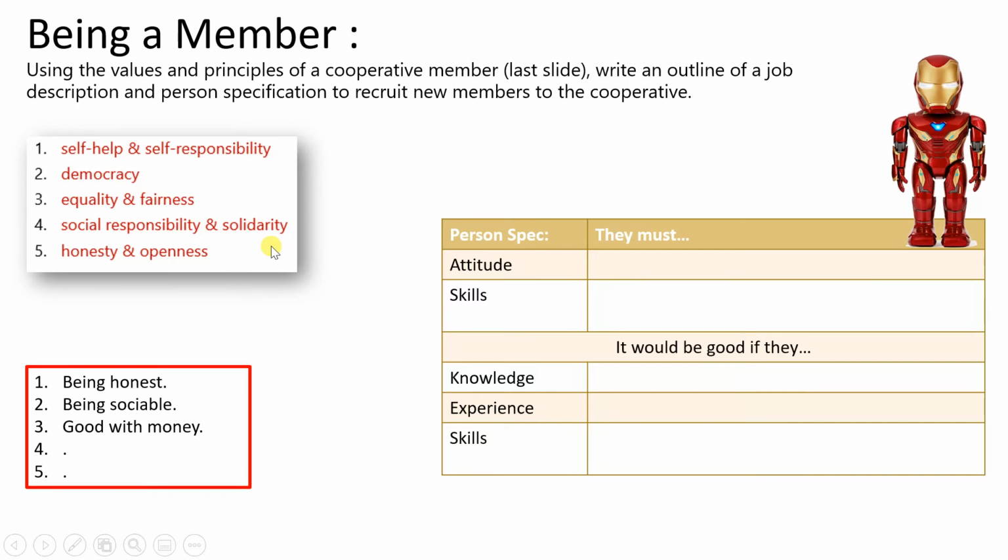principles that we've seen. You'll see there was honesty, you'll see we've got being sociable, equality and fairness, that's about how you treat people and make sure everyone has a fair say. Democracy is about the one vote, everyone has one vote no matter how many shares that you hold.